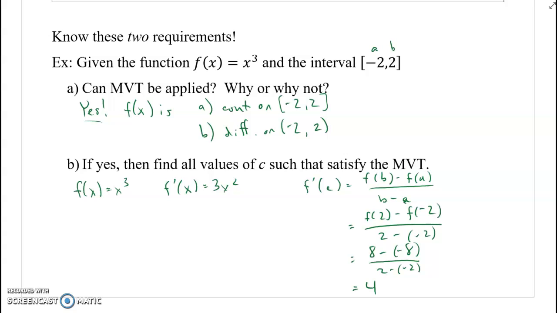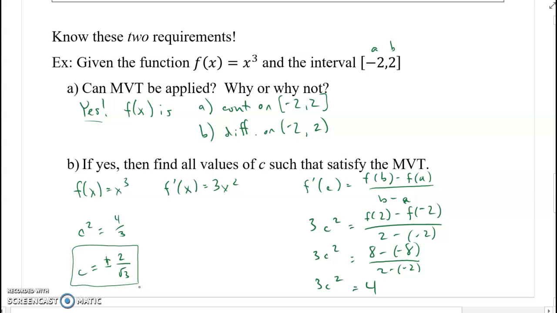Well, the derivative is 3x squared. F prime of c is 3c squared. So we'll just bring that down. And then we'll solve for c. We'll divide by 3. We'll take the square root, and then we'll get, in this case, 2 answers, and then we ask the question, are both of these in the interval? And since they both are, we would go ahead and say both of those are answers.